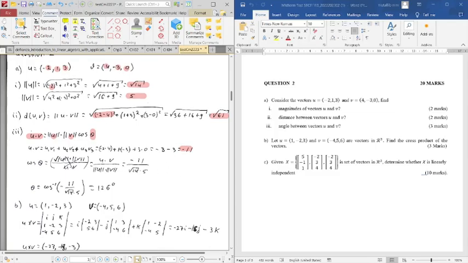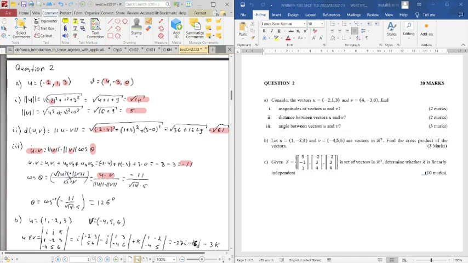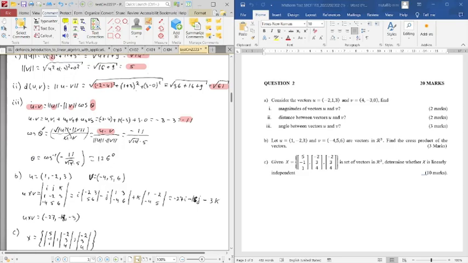After this we put it into the formula, so cosine of theta equals u dot v over magnitude of u times magnitude of v. We already calculated u dot v, and for magnitudes, the magnitude of u is square root of 14 and the magnitude of v is 5. So we put it back, and to find the angle we take inverse cosine of our value, put it into the calculator, and it equals about 126 degrees.